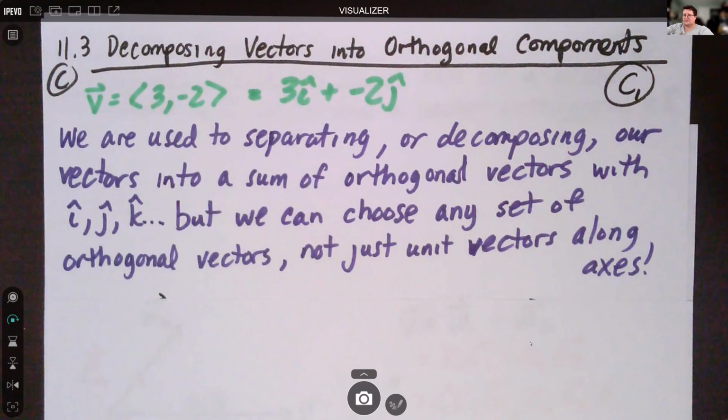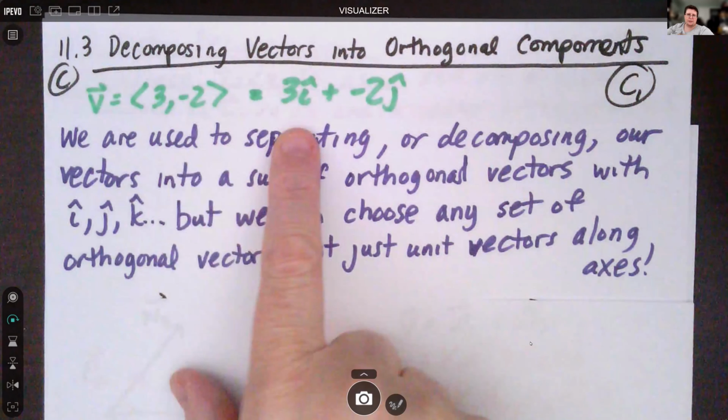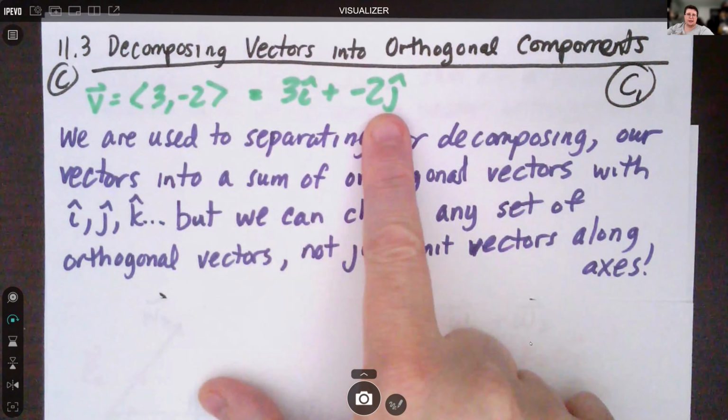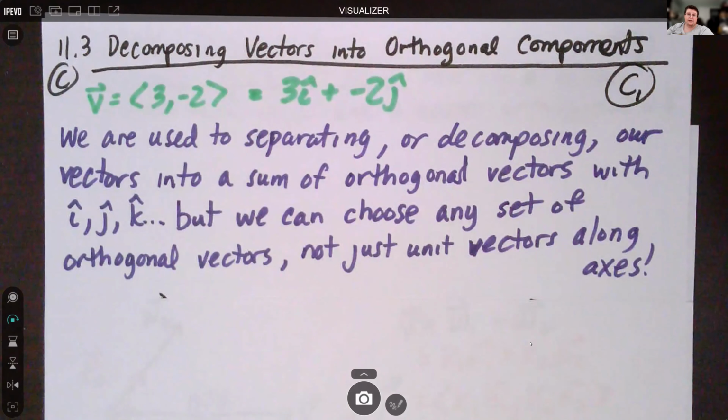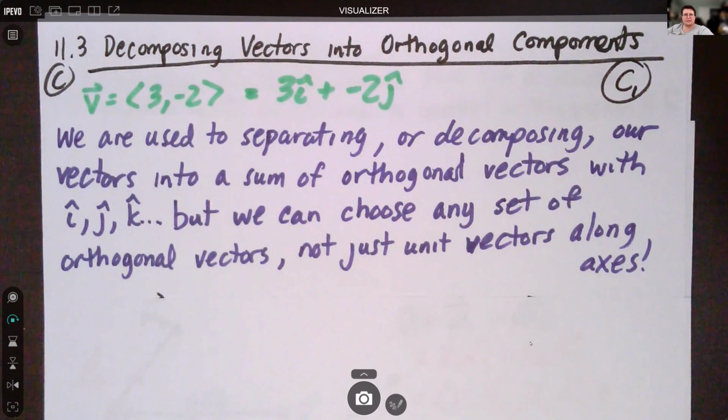When we did 3, -2, we wrote this as 3i plus -2j, or 3i minus 2j. i hat and j hat are orthogonal vectors. They meet at 90 degrees. So we are used to separating or decomposing vectors into a sum of orthogonal vectors with i, j, and k, but we don't have to stick with the Cartesian coordinate vectors. We can use any set of orthogonal vectors, not just vectors along the axes.